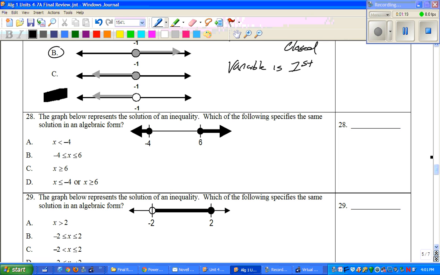Okay, now the graph below represents the solution of an inequality. Which of the following specifies the same solution in an algebraic form? Right, now the first thing I notice is that there are two of those. Okay, so I need to have two pieces of information in my answer. Now, whenever there's this break here, that's when we use or. So D is the correct answer for number 28.